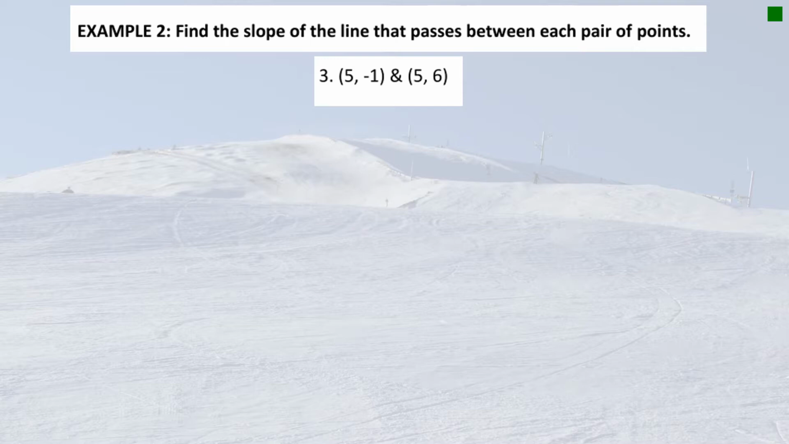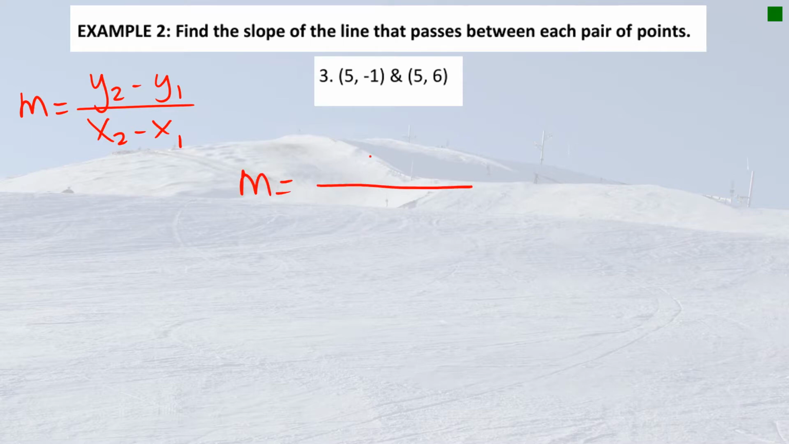Okay, moving on to the next one. Find the slope of the line that passes between each pair of points. So again, my formula for slope is y2 minus y1 over x2 minus x1. So if I want to find the slope, I know it's going to have a subtraction problem on the numerator and the denominator. So this is my x1, y1, and this is my x2, y2.